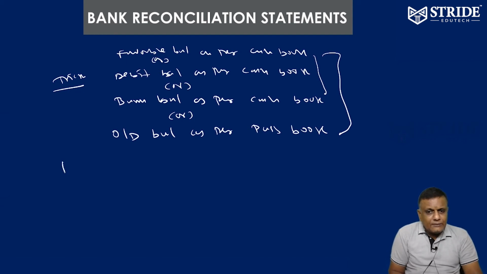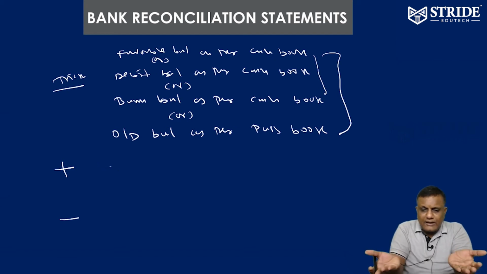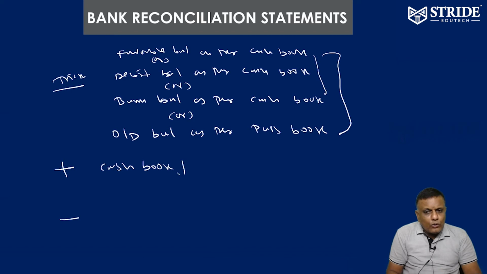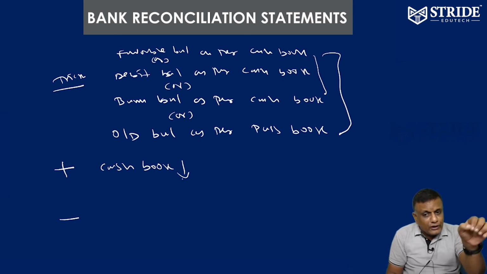There are certain items to be added. There are certain items to be subtracted. What are items to be added? I have a bank passbook, I have a cash book bank column, and I am going to reconcile. So here, what is to be added? Cash book down items. What is a down item? Whenever a check is issued, the cash book will be reduced. So the bank column of the cash book is reduced, a reduction of payment in the cash book. So those items are to be added.